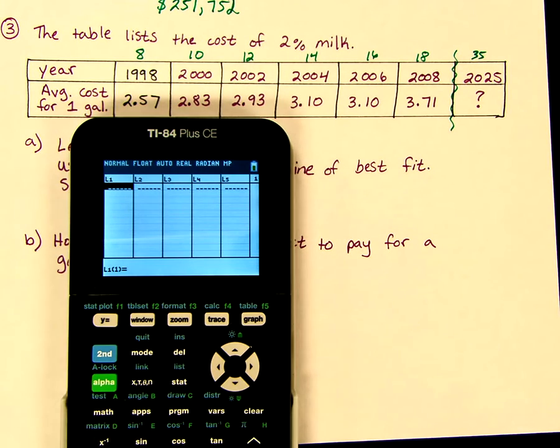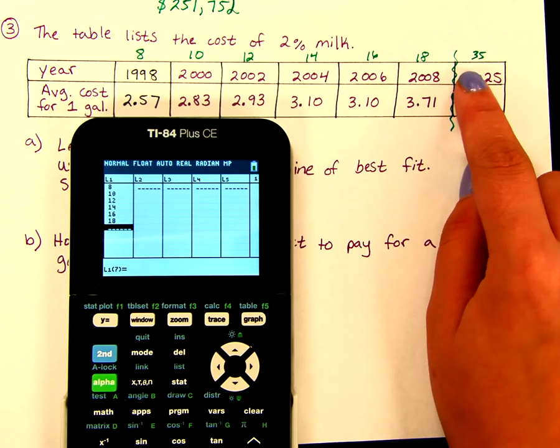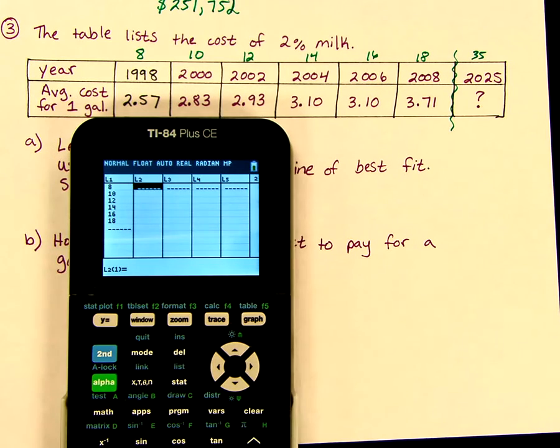X values go into list 1. So again, we're using our new ones. So 8, 10, 12, 14, 16, 18, and we don't want to enter this one in because that's the one we're going to use to predict. And then our Y values go into list 2, so 2.57, 2.83, 2.93, 3.10, 3.71.